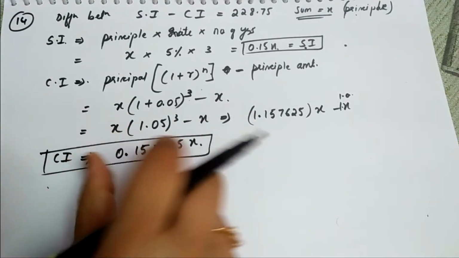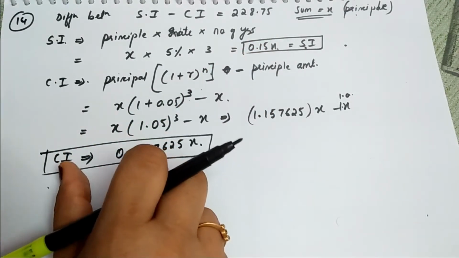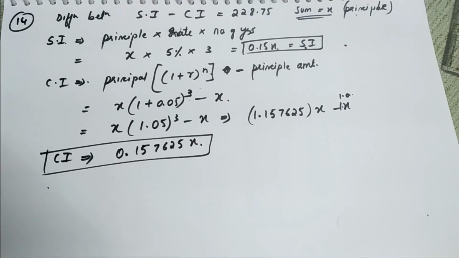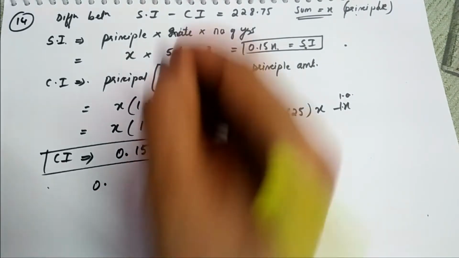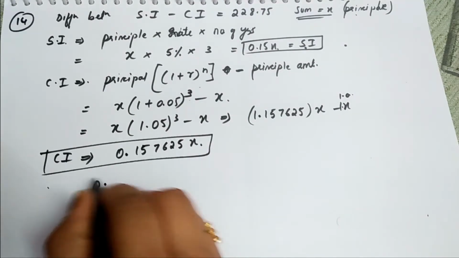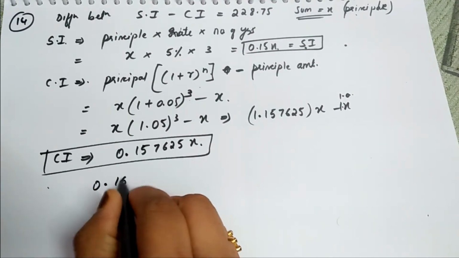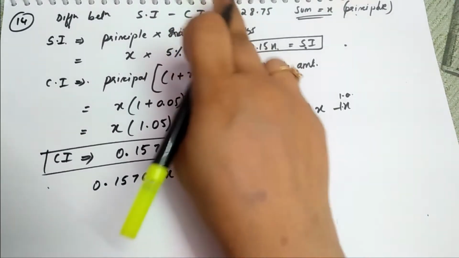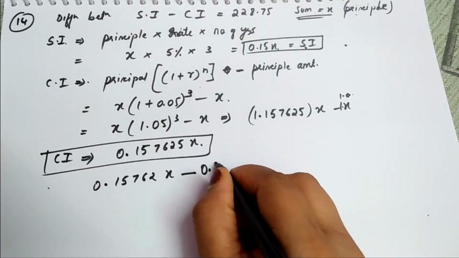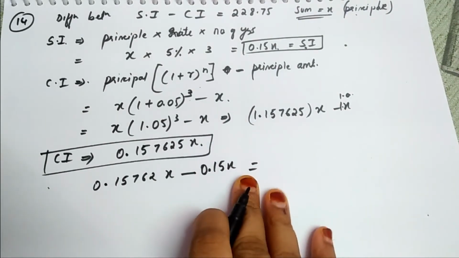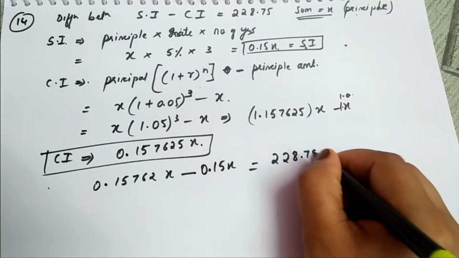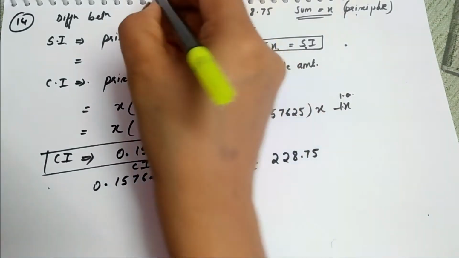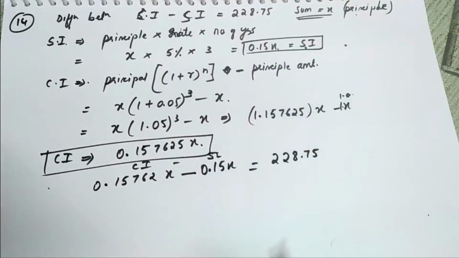But what is given? The difference between the simple interest and the compound interest is 228.75. So we can relate these two things. Compound interest is 0.157625x minus the simple interest, which we got as 0.15x, is equal to 228.75. This is given in the question, I'm not getting it from anywhere. This is compound interest minus simple interest.